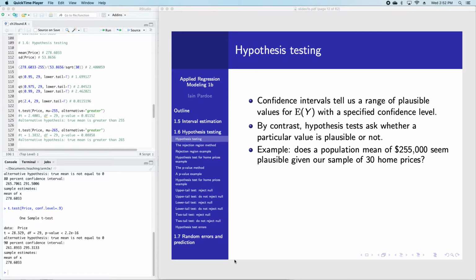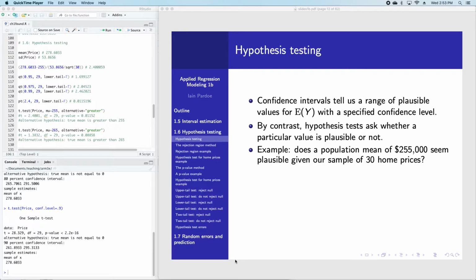In the last video, I talked about confidence intervals, which tell us a range of plausible values for a population parameter, such as the population mean, with a specified confidence level. What I'll talk about in the next few videos are hypothesis tests, and these, instead of looking at a range of plausible values for the population parameter, ask whether a very particular value is plausible or not. And so confidence intervals and hypothesis tests are related. They're just coming at the same question from a slightly different angle.